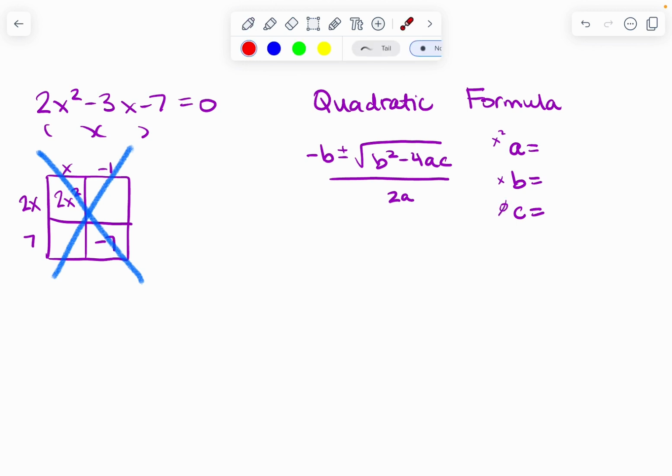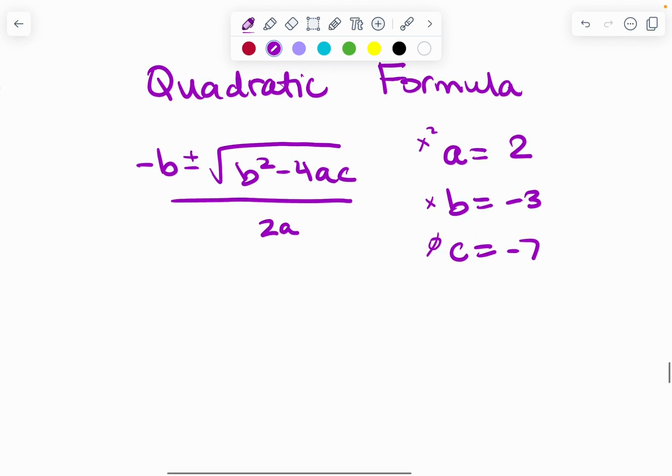So if we just go in that order, A is the thing in front of x squared. So A is 2. B is the number that's in front of x, so that's going to be negative 3. And C is going to be the number that's all by itself, which is negative 7. So we've got our A, our B, our C. I always write them down like that. And then I'm going to substitute.